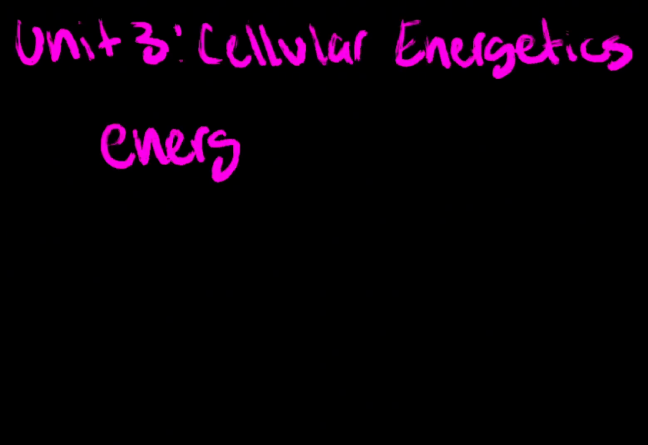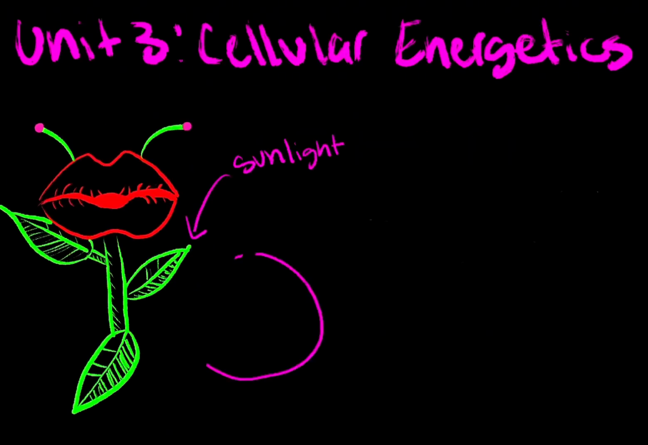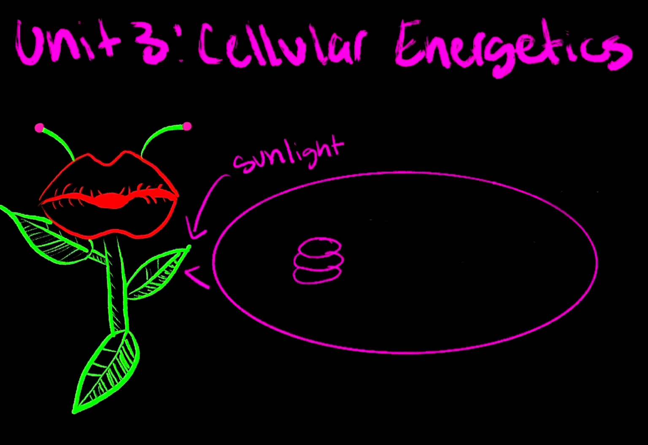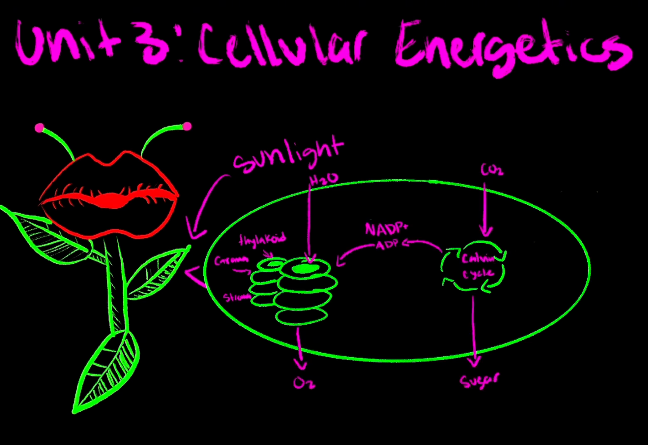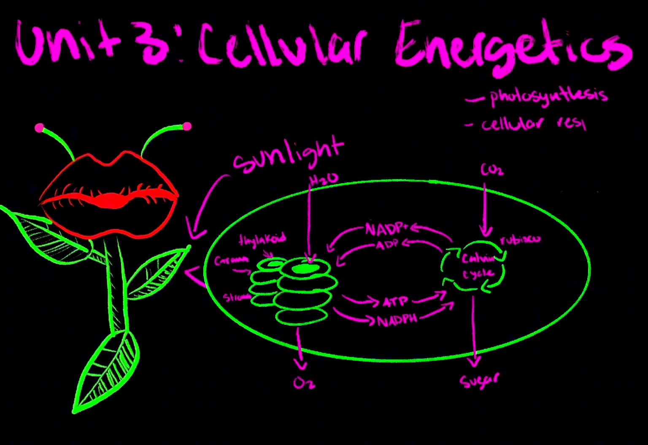For Unit 3, cellular energetics and energy acquisition, sunlight goes into the leaf, and from there it goes to the thylakoids that are in the stoma. This diagram shows the process of photosynthesis and cellular respiration, as it uses enzymes and ATP, as it goes through the Calvin cycle and cellular respiration with the enzyme rubisco that catalyzes it.